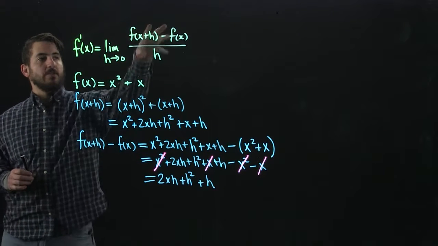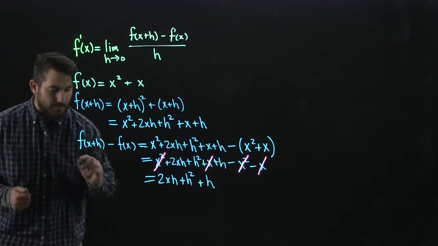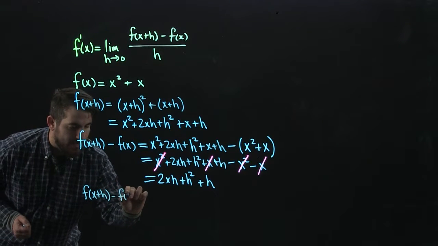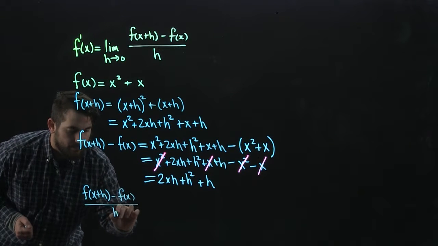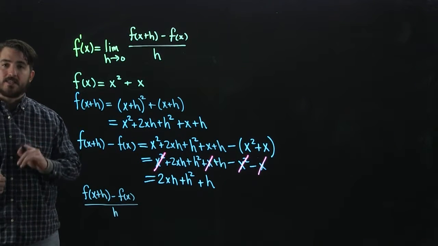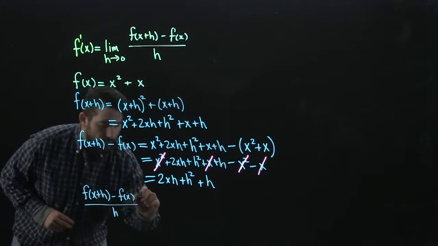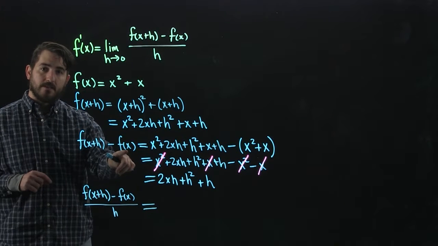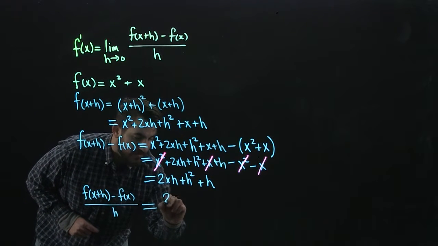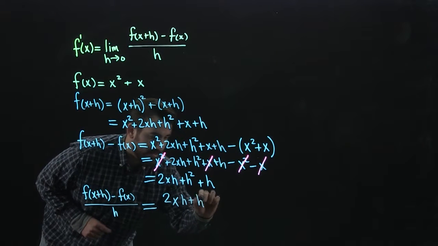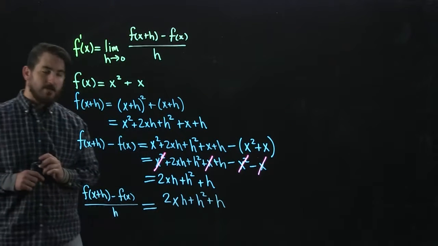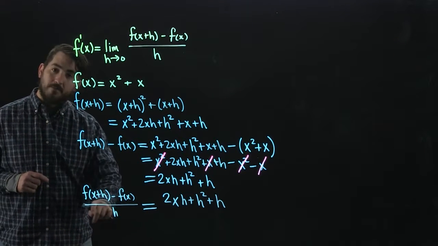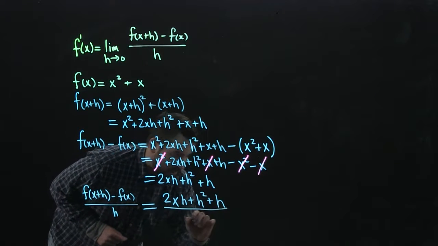And so the last thing I'm going to do to simplify this difference quotient is look at f of x plus h minus f of x all over h. So I'm going to rewrite my f of x plus h minus f of x that I just simplified. So that's going to be 2xh plus h squared plus h. Now that I've written it, I'm going to divide it by h. So I'm going to put a big division, h.